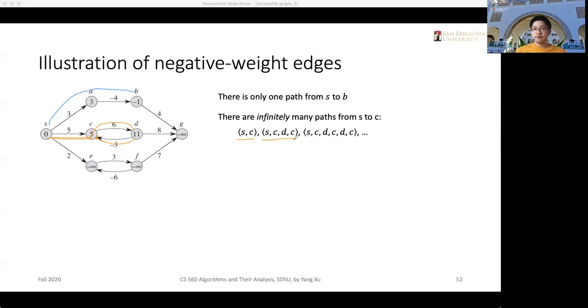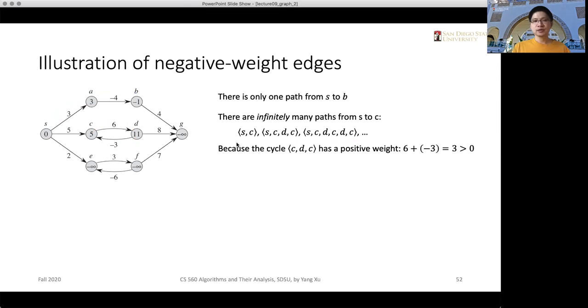But we can go an infinite number of times along that cycle. For example, we can go from S to C to D to C to D to C, like two cycles, and so on infinitely. So anyway, there are infinitely many paths from S to C. We can go around that cycle unstoppably, as many times as possible. This makes the whole thing very complex because there's no validly defined unique path.